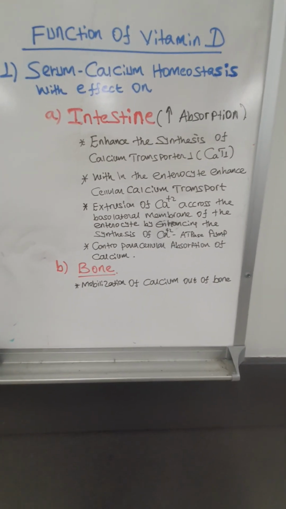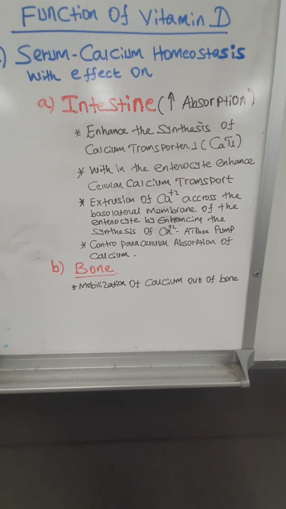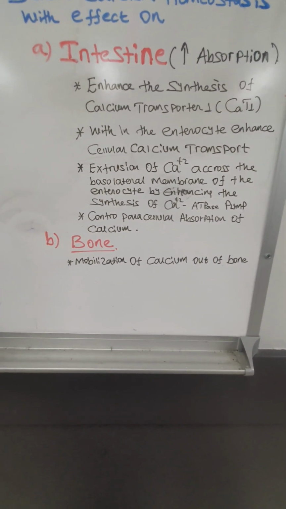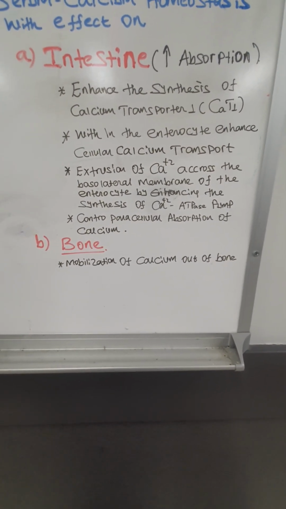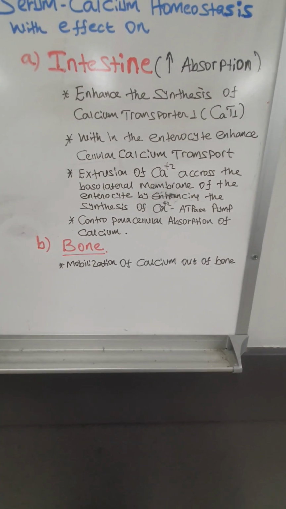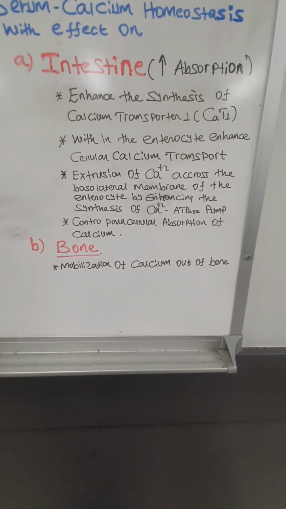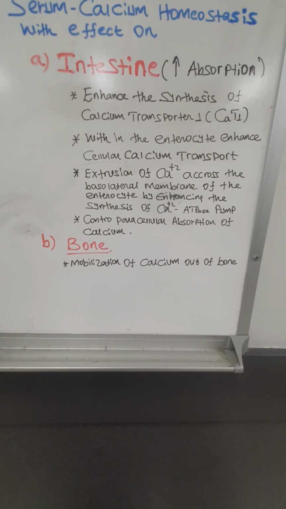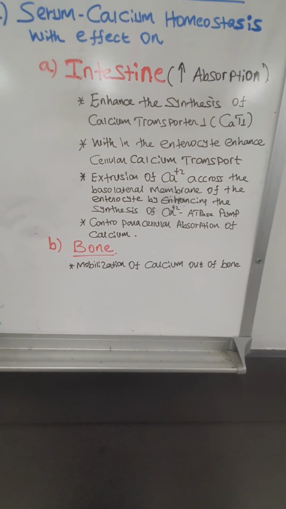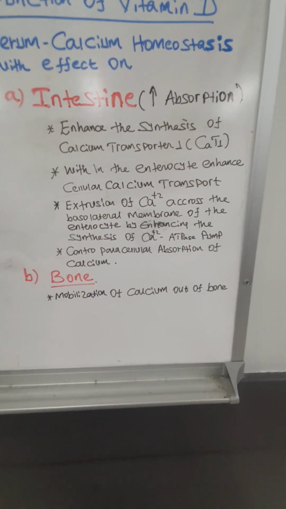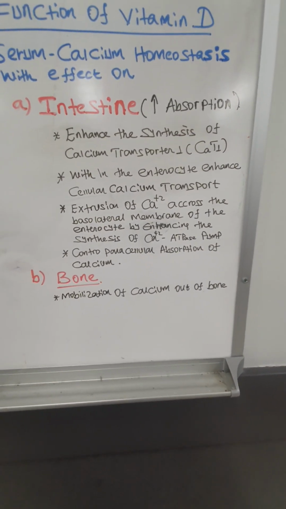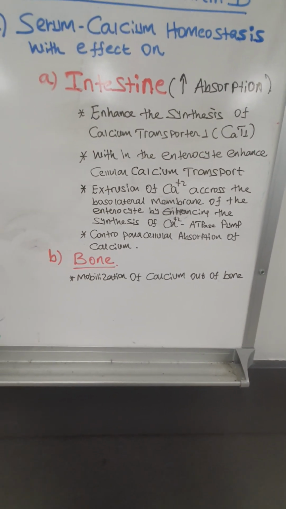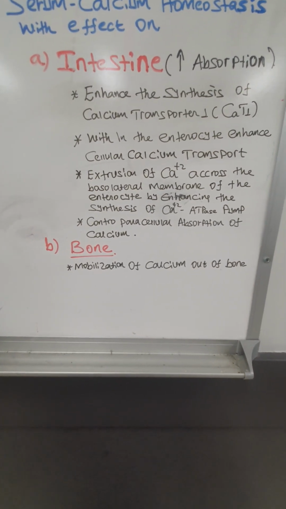After the calcitriol is made by the kidney, it will be circulated throughout the body, including the intestine. And in the intestine, this calcitriol will enhance the synthesis of calcium transporter 1. This calcium transporter 1 is located in the enterocytes' brush border. The main purpose of this calcium transporter is to let the calcium ion get into the enterocytes, so this transporter synthesis requires calcitriol.